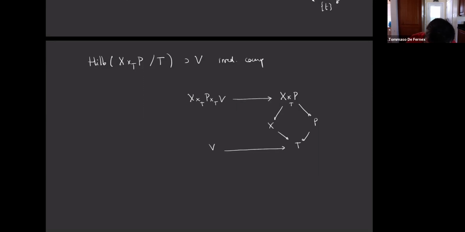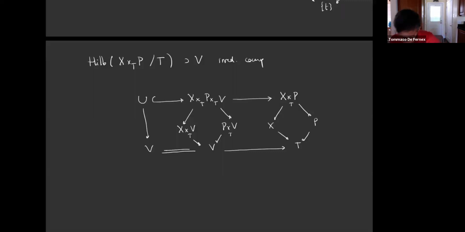So base change, and of course we base change the whole X cross V over T and P cross V over T. And then there is a universal family. Let me rewrite V here. And there's a universal family which is a closed subscheme of this product.